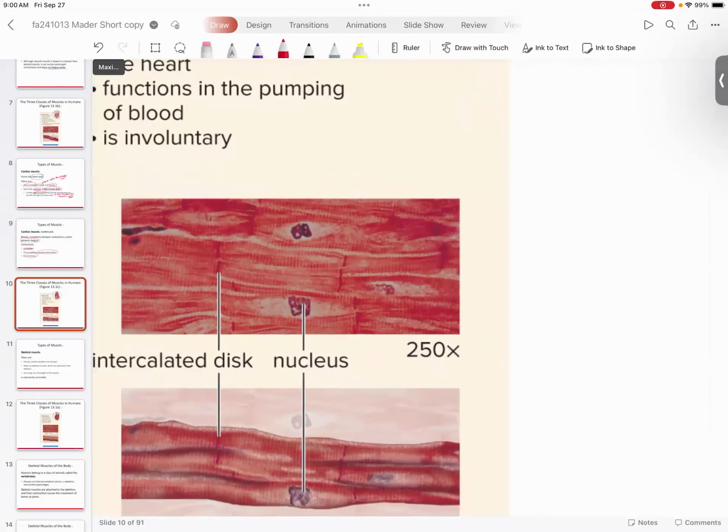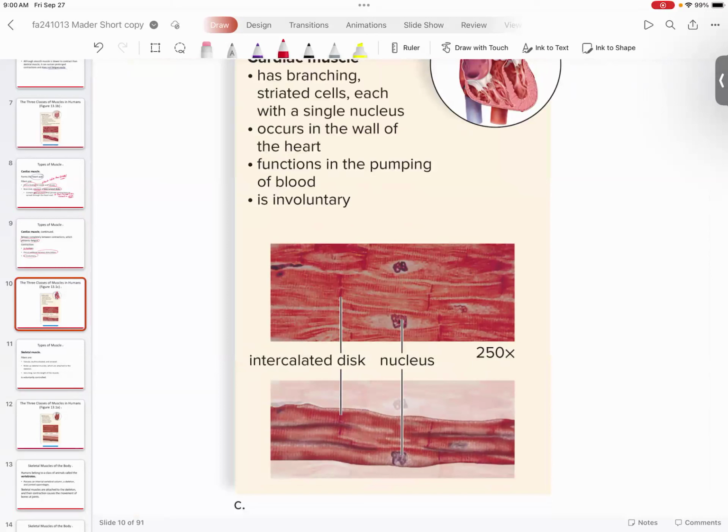That's what it looks like. So you can see if you blow this up a little bit, the striated pattern. So there are the light striations, these light lines, and then you can see these little darker lines here. Those are those intercalated discs. That's what those guys are.